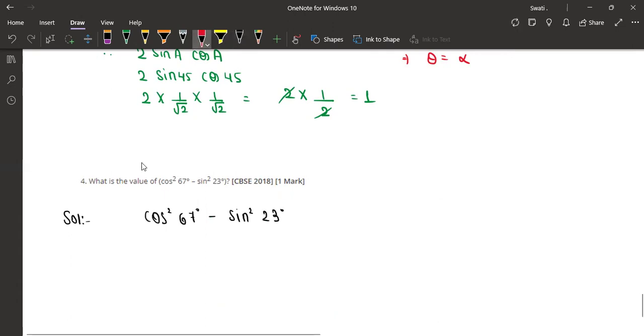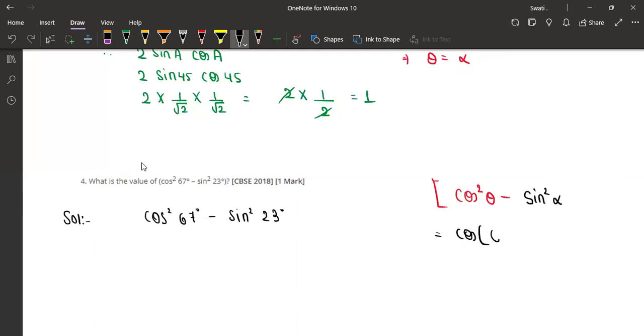So here we are going to use a formula, and the formula is of cos square theta minus sine square alpha, let's say. Why am I not using cos square theta minus sine square theta? Because you can see here the values are different. This is 67 degrees and that is 23 degrees. So this is cos square theta minus sine square alpha. And the formula of this is nothing but cos theta plus alpha times cos theta minus alpha. This is the formula that we are going to use.